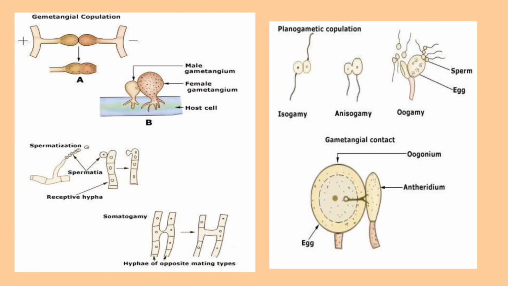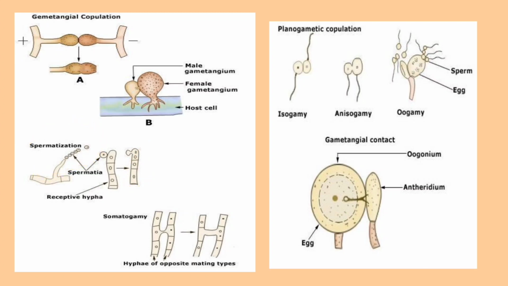Then spermatization. In this process, small seed-like spores are formed in the fungi, and the male hyphae are transported into the female hyphae. You can see this structure: the male hyphae have spores that are transferred into the female hyphae, known as the receptive hyphae. So when hyphae contain spores like this, it is known as spermatization.